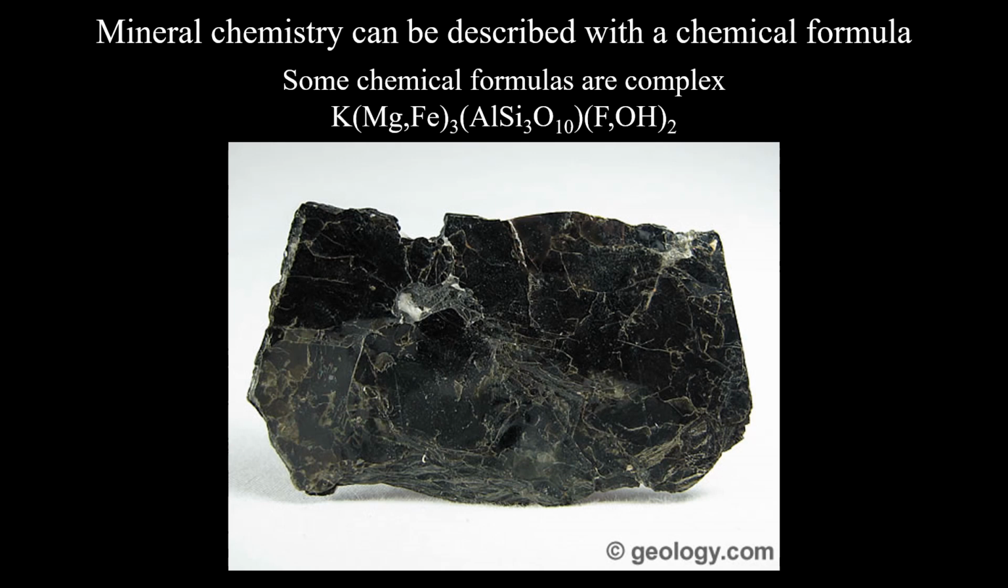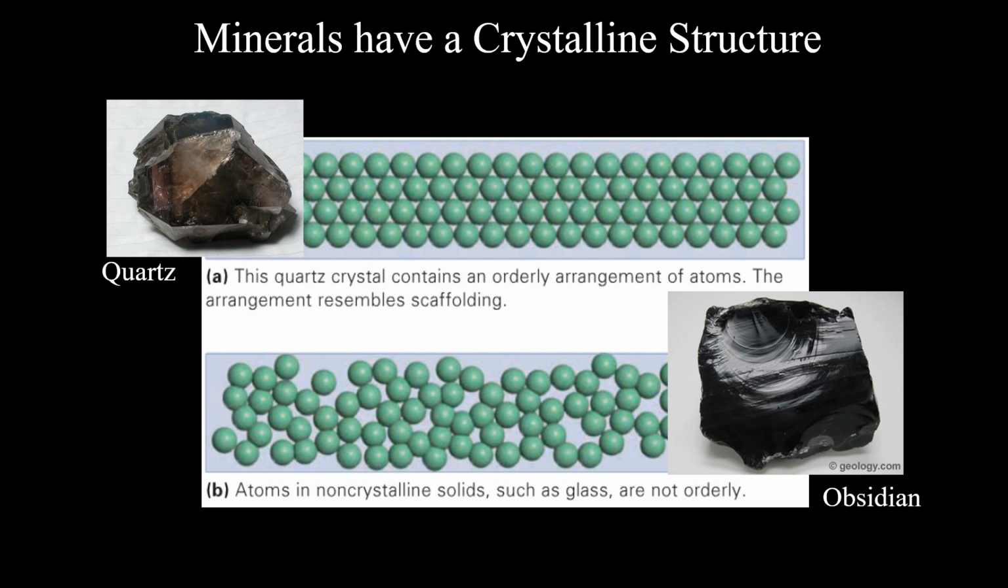And so we have to allow ourselves a little bit of variability because nature's messy and things will substitute for each other, especially things like magnesium and iron that have relatively similar sizes and similar chemical properties. You can substitute one for another. So this is just to highlight that some minerals can be very complex, while other minerals can be relatively simple.